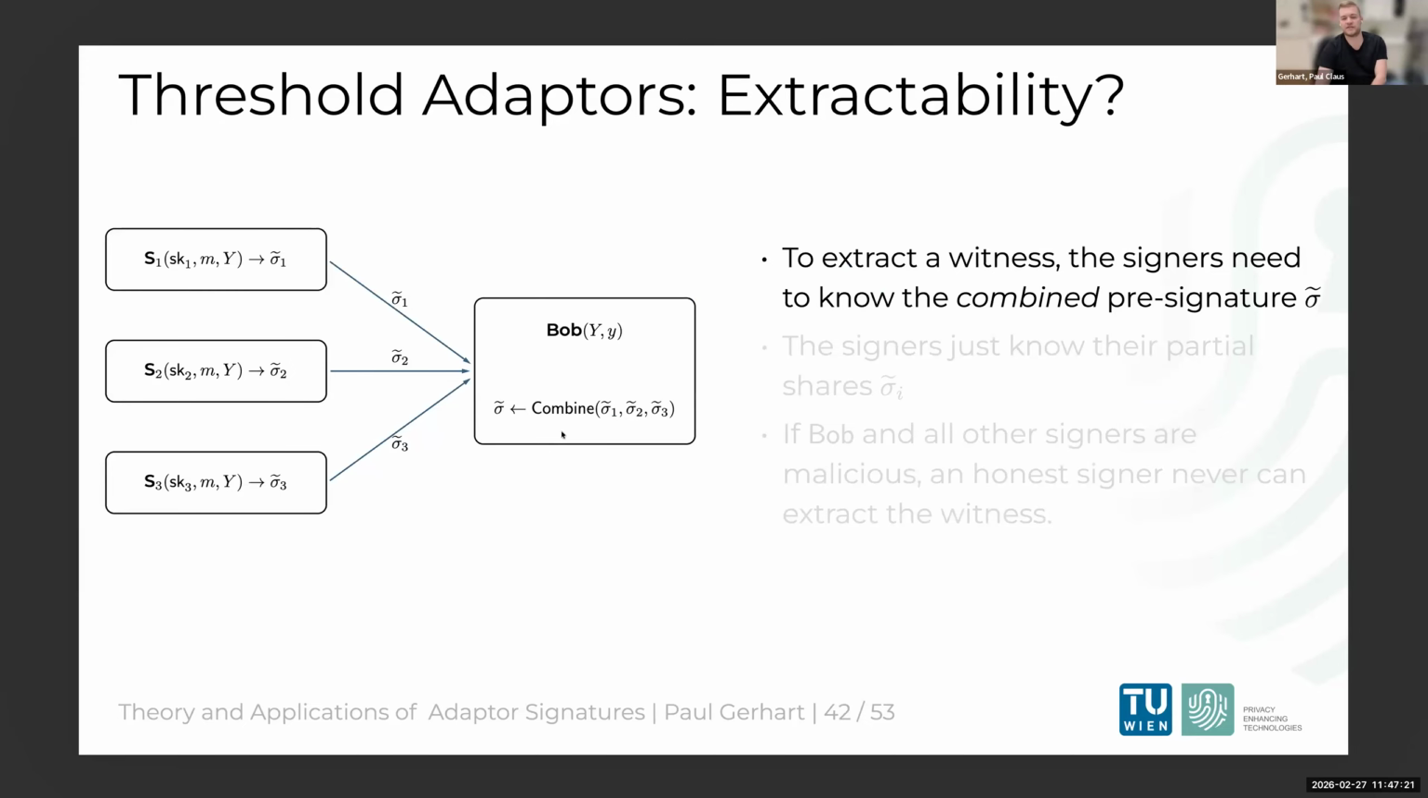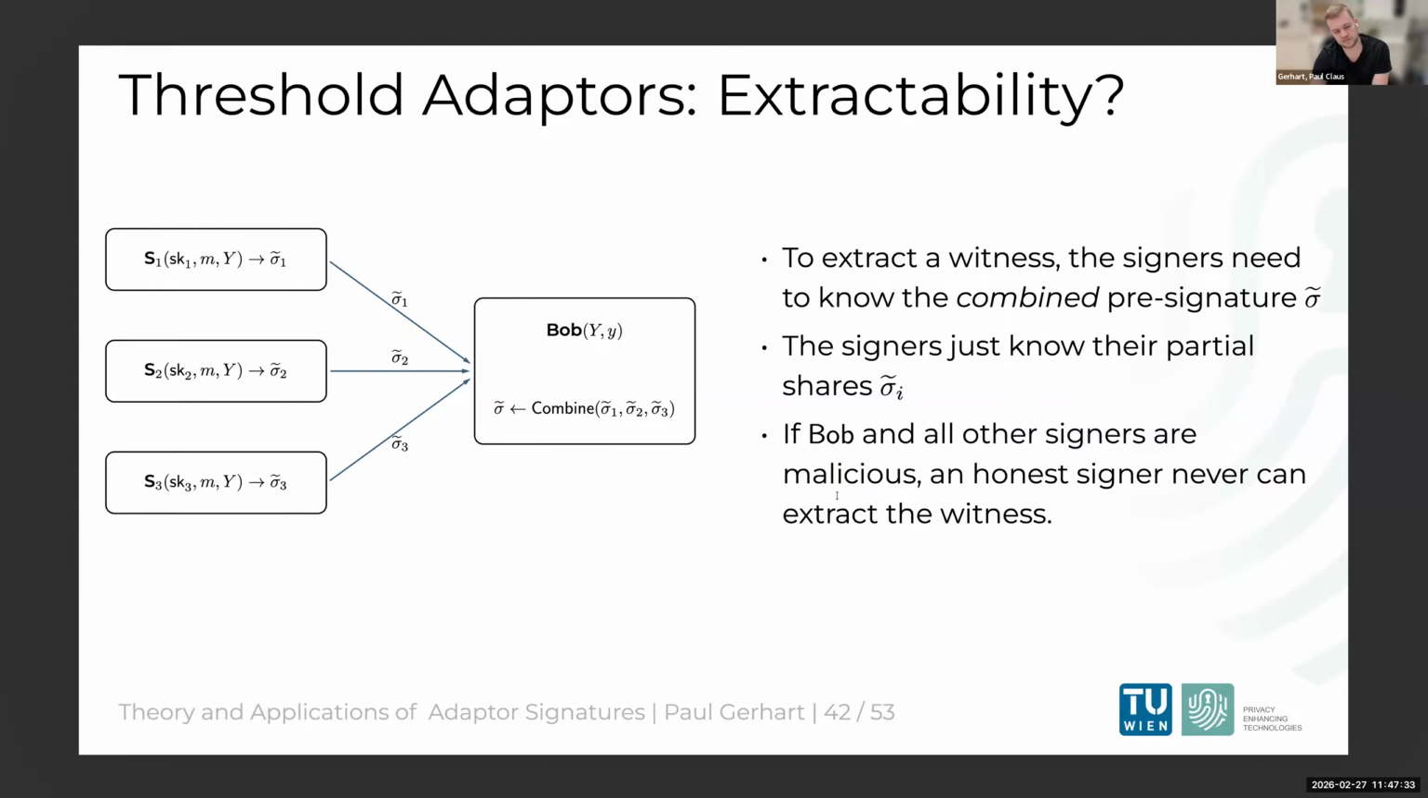However, the problem is if we look again at what adapter signatures give us. To extract the witness, the signers need to know the pre-signature. However, the signers only know the partial pre-signatures, and only Bob and maybe malicious signers know the full pre-signature. So while Bob could extract, which makes no sense because Bob knows the witness, and all adversaries can extract if Bob shares the combined pre-signature with them, no honest server can extract. And that's, again, a fairness problem, but this time not between the buyers and the sellers, but amongst the sellers.